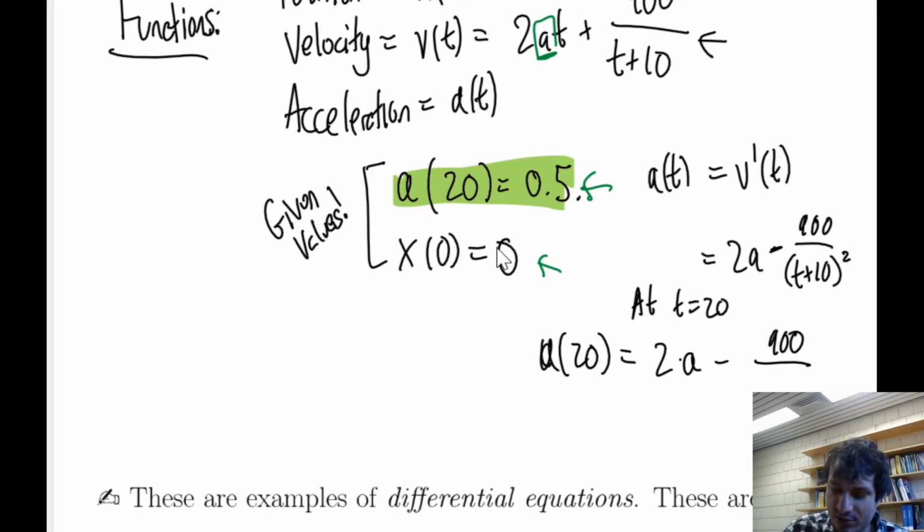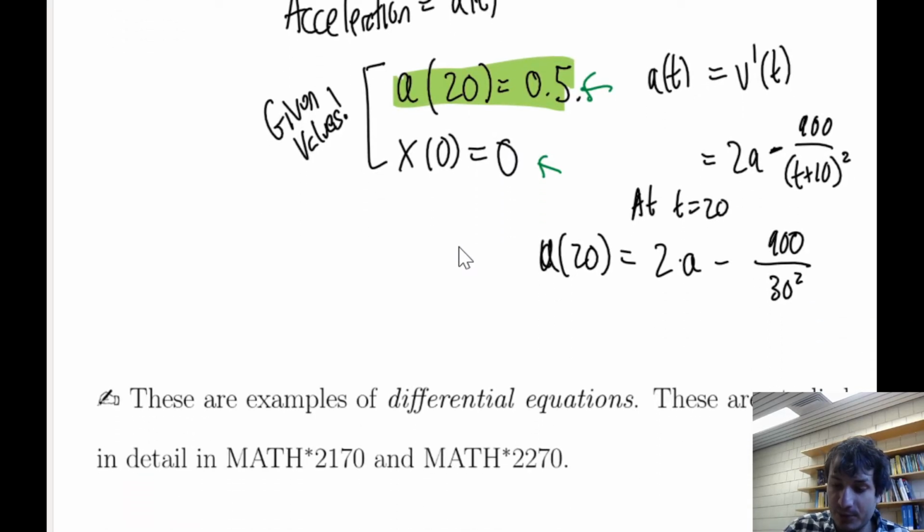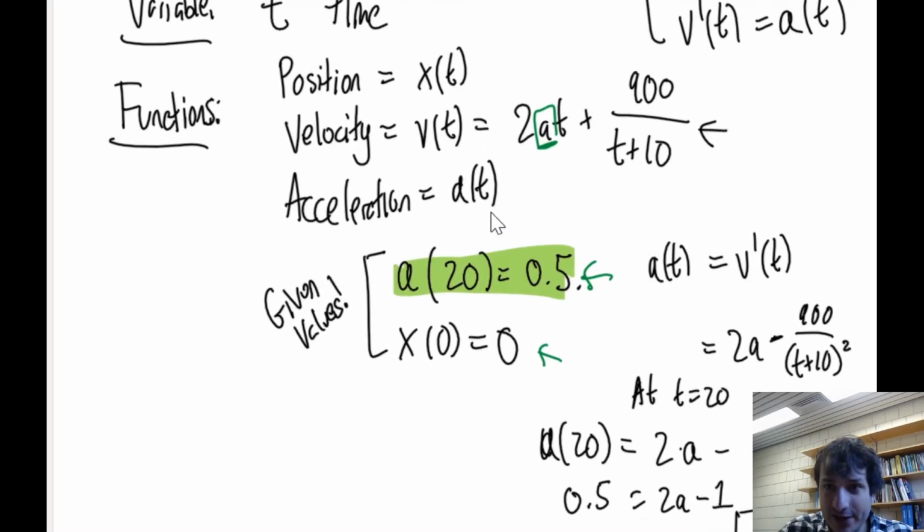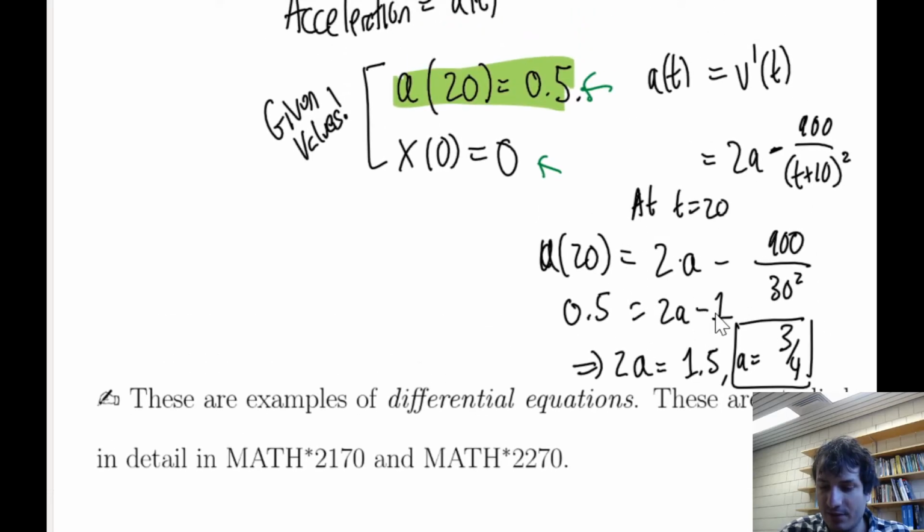And so at t equals 20, a of 20 is 2a minus 900 over 20 plus 10 squared. 20 plus 10 is 30, and 30 squared is also 900. So this is 2a minus 1. So a of 20 is equal to 0.5, so 0.5 equals 2a minus 1. Therefore, a equals, let's do it in steps, 2a is 1.5. So a is 3/4. So the first bit of information, knowing derivatives only, no antiderivatives, found us a.